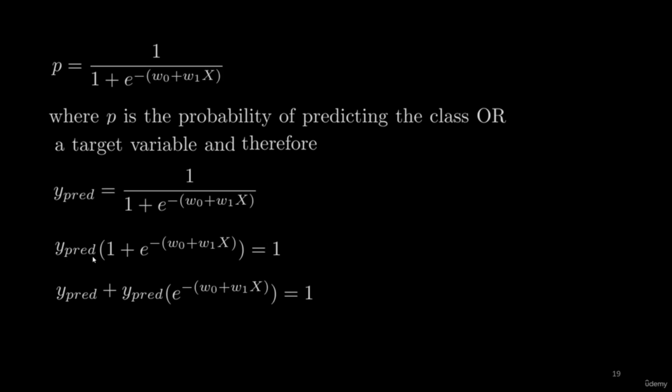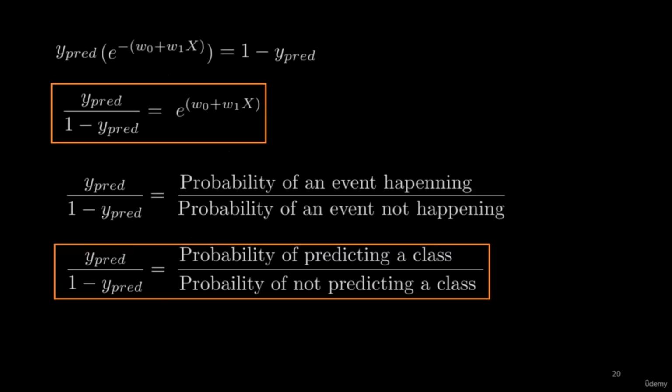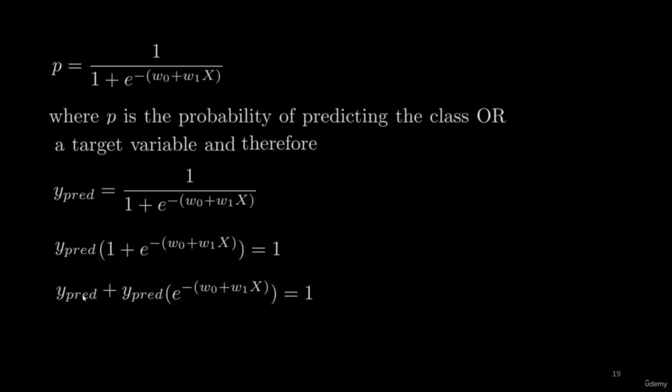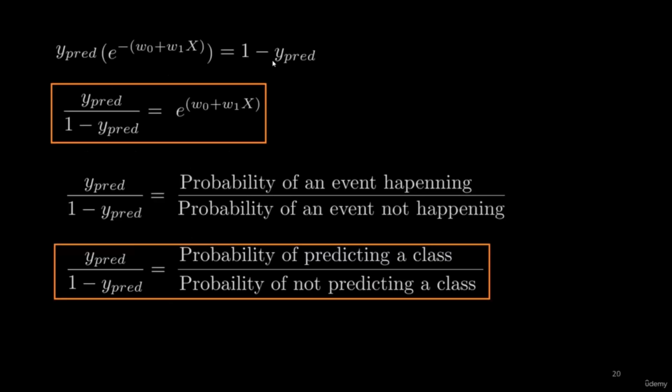Now multiply this ypred inside this parenthesis. If I multiply ypred with 1, I will get ypred. If I multiply this ypred with this exponent term, I will get this term, and there is 1 on the right side of the equation. Now, I am moving this ypred towards the right side of the equation so that it becomes negative. So here we have moved this ypred to the right side, and it will become 1 minus ypred on the right side.